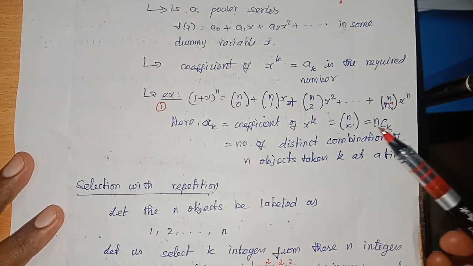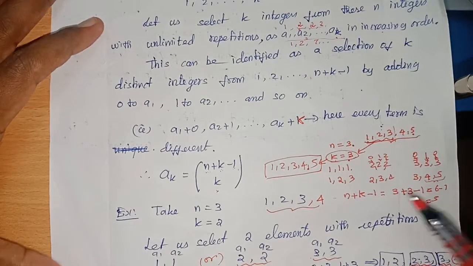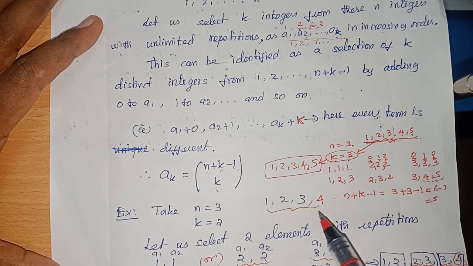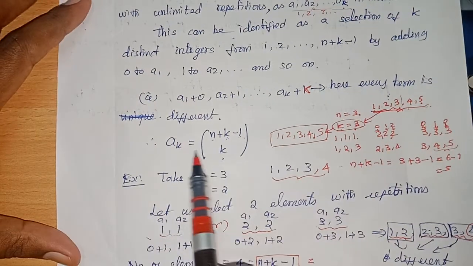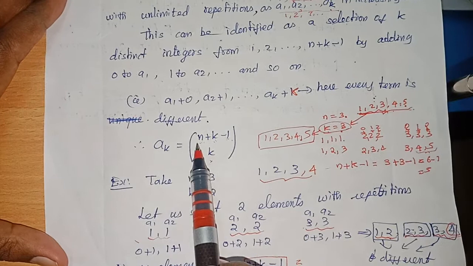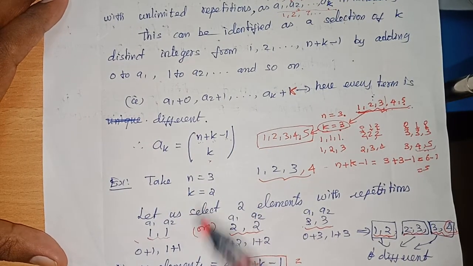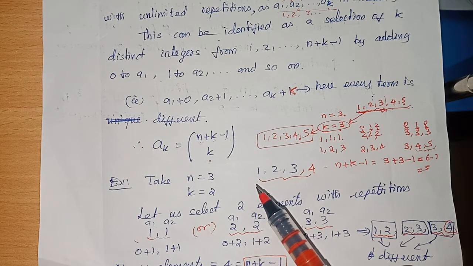So I can make use of the formula nCk. What is nCk? Selection of k objects out of n objects. Here my extended objects is n plus k minus 1. Out of this n plus k minus 1, I am going to select k objects. So my coefficient a_k becomes n plus k minus 1 C k.